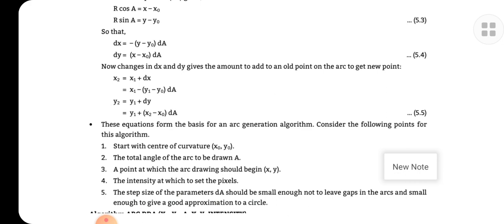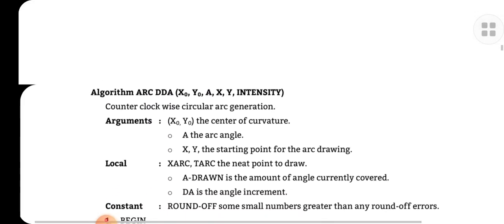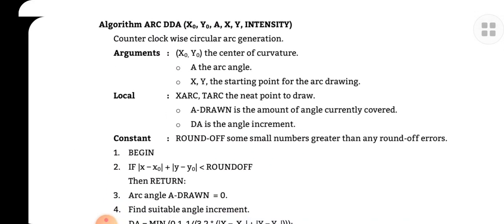Consider the following points for this algorithm. Start with the center of curvature x0 and y0. Then the total angle of the arc to be drawn, and a point at which the arc drawing should begin, x and y. Then the intensity at which to set the pixels, and number five is the step size of the parameter dA, which should be small enough not to leave gaps in the arc and small enough to give a good approximation to a circle. Here is the arc DDA algorithm.